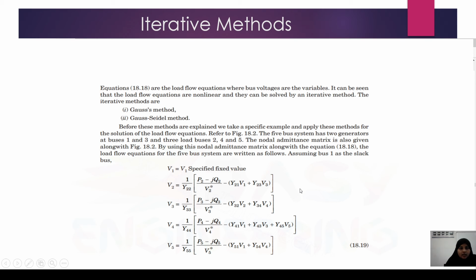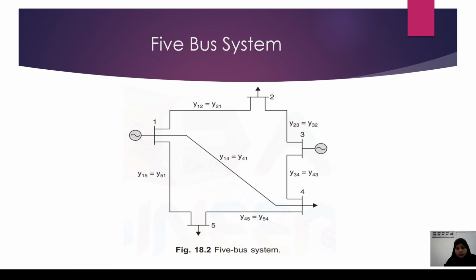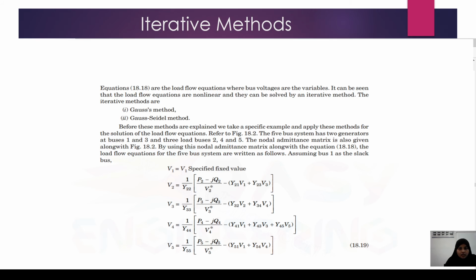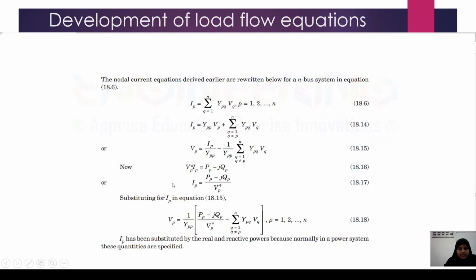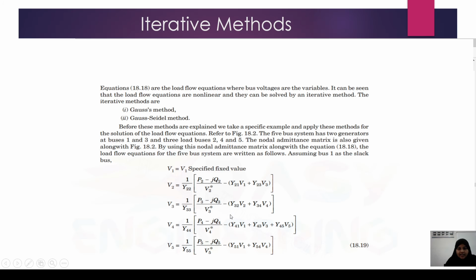Then we have seen that for a 5-bus system like this, buses 1, 2, 3, 4, 5 are there. Two generators are there at buses 1 and 3, and three load buses, 2, 4, 5. If we assume bus 1 as the slack bus, then we find the values of V2, V3, V4, V5 by substituting P and Q values in this equation.